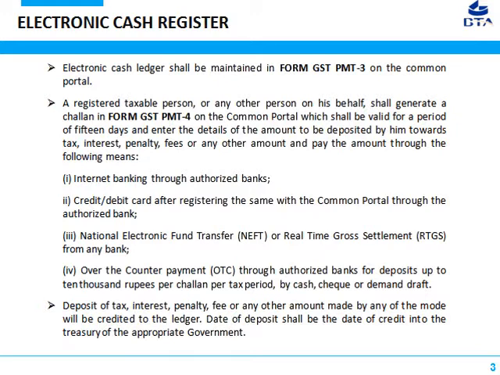Deposit of tax, interest, penalty, fee or any other amount by a taxable person can be made by any of the prescribed modes such as internet banking, credit or debit card, NEFT, RTGS, etc. Such payment shall be made by generating a challan in form GST PMT-6 on the common portal. The payment made will be credited to the electronic cash ledger on the date of credit into the treasury of the appropriate government.